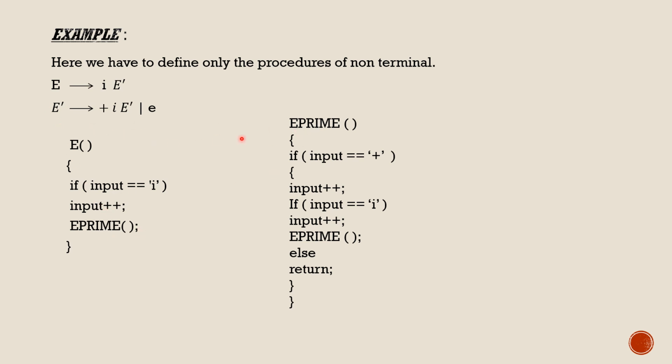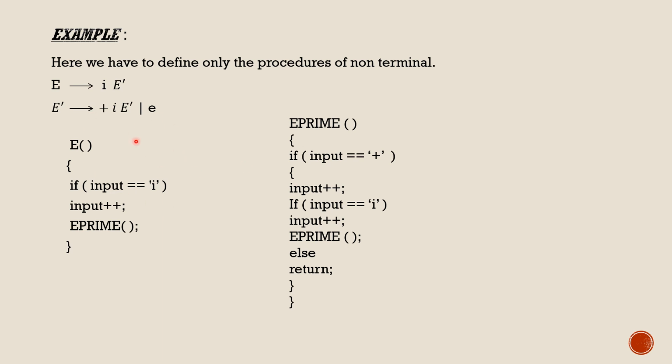Now E prime is a non-terminal, so we have to call the function, and it will run again. When it is plus, it checks this, and it is a terminal, so if input is plus we do input plus plus, incrementing the input pointer. The next one, i, is a terminal, so again we increment, and else return. Epsilon is lowercase, so we can use either this or e.